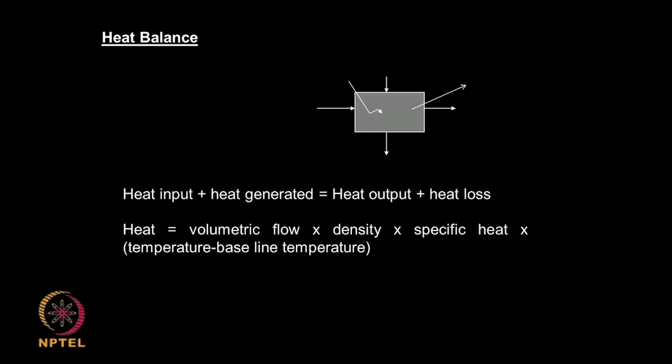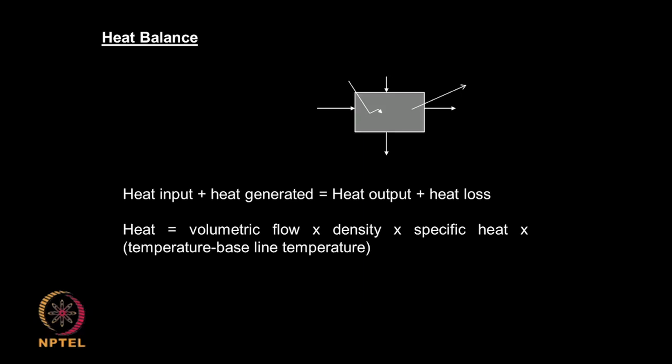So, we need to subtract. So, if the temperature of the stream that is entering is 30, and if our baseline temperature is 20, we do 30 minus 20, and if the stream is leaving at 40 and if our baseline temperature is 20, then we do 40 minus 20. Okay. So, all the stream temperatures are subtracted by this baseline temperature. So, you need to remember that, it is very, very important. So, this is how heat balance is calculated.